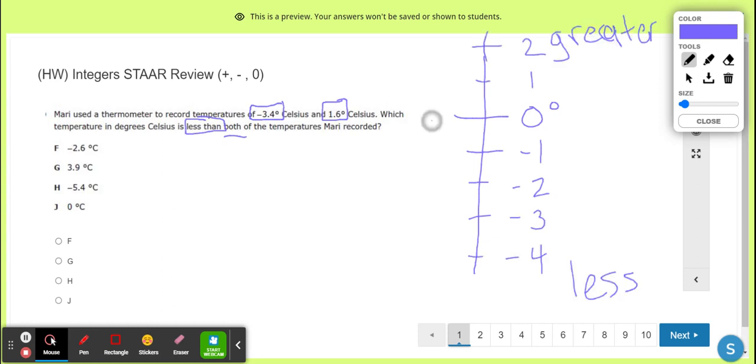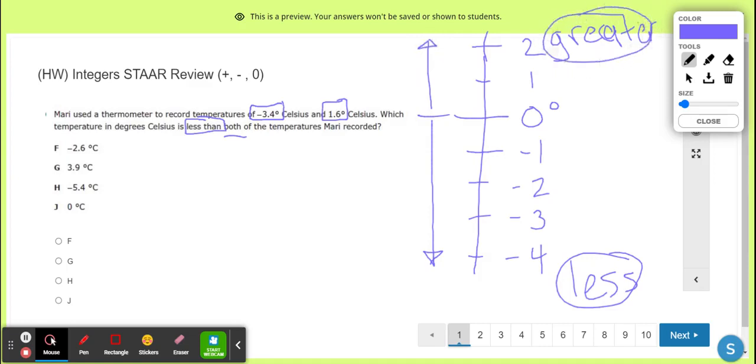If we're going down, the temperature is going to be less, and if we're going up, the temperature is going to be greater. So if we look at 1.6, we're going to go up 1, and so that's probably 1.6. And we got -1, 2, 3, and that's probably -3.4. So take a look at your answers. So what temperatures would be down here, which is less?